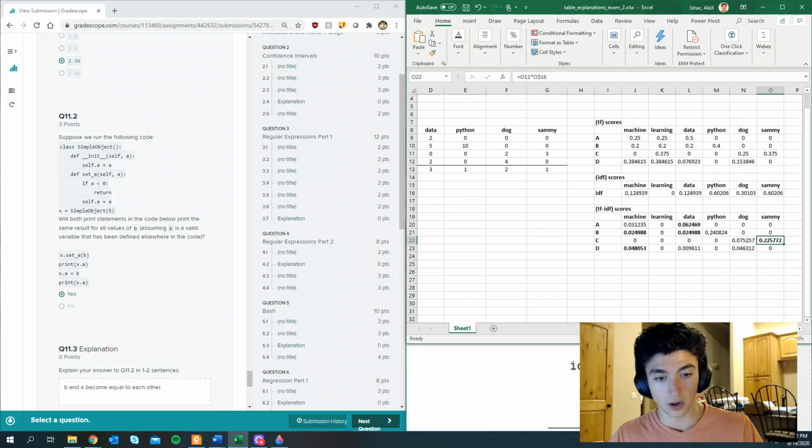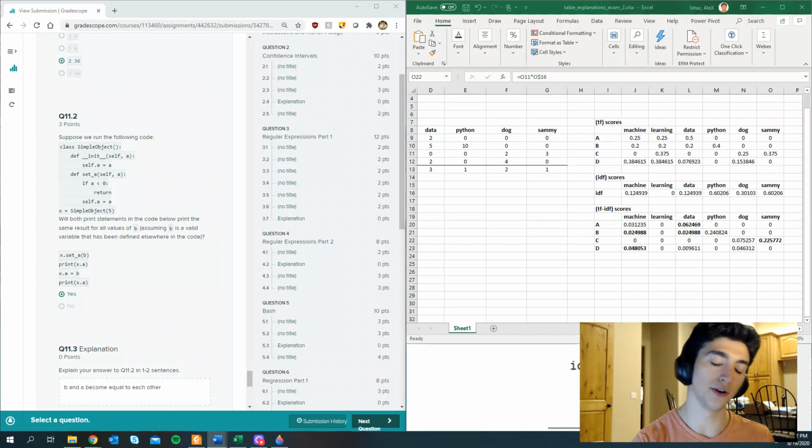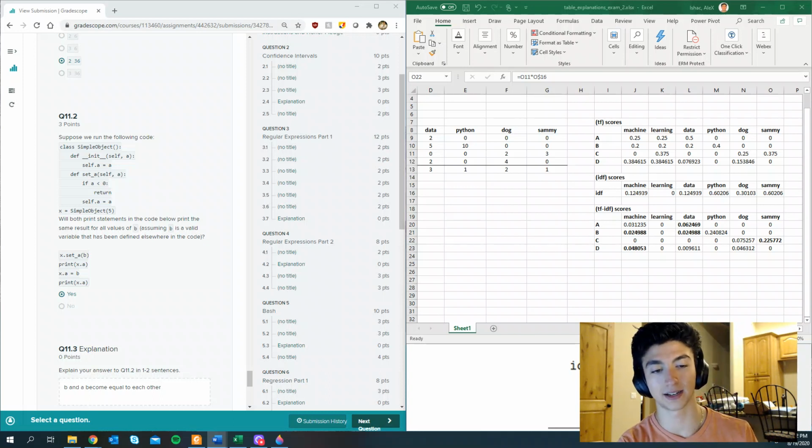11.2. Suppose we run the following code. Will both the print statements in the code print the same result for all values of b? The answer is no. That is not the case. I did say yes here, but no.